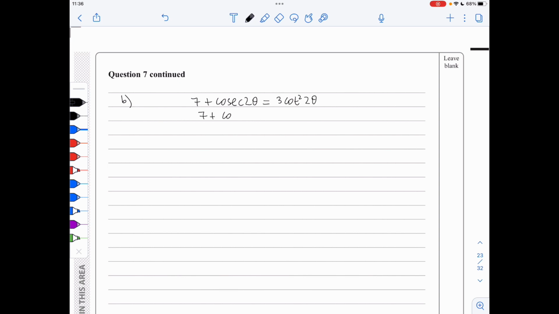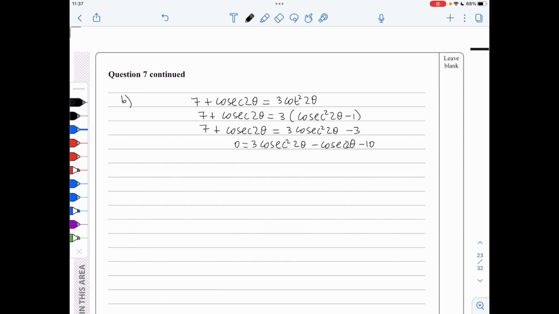Now we have an identity that connects cosec squared and cot squared. So we know that cot squared is cosec squared minus 1. And this will lead to a quadratic in cosec. So 7 plus cosec 2 theta is 3 cosec squared 2 theta minus 3. I will collect everything on the right hand side. It's 3 cosec squared 2 theta minus cosec 2 theta minus 10.